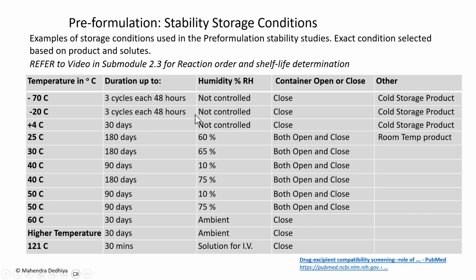Humidities are used at different levels. For example, 40 degrees, high and low humidities will be studied. Low humidity because things will evaporate at low humidity. Same thing at 50 degrees. Low and high humidity will be used. 121 degrees, solutions that are used for intravenous or injectable formulations have to be studied to see the effect of temperature and time under closed conditions. In preformulation studies, opened and closed container systems are used, beaker or petri dish, as well as closed bottles.